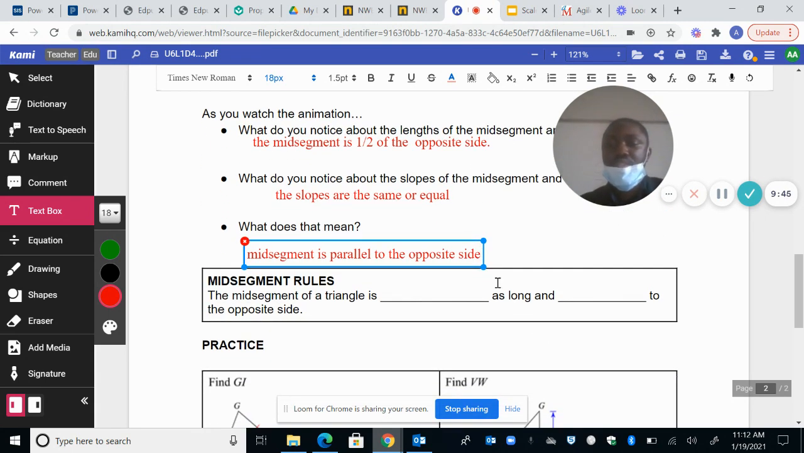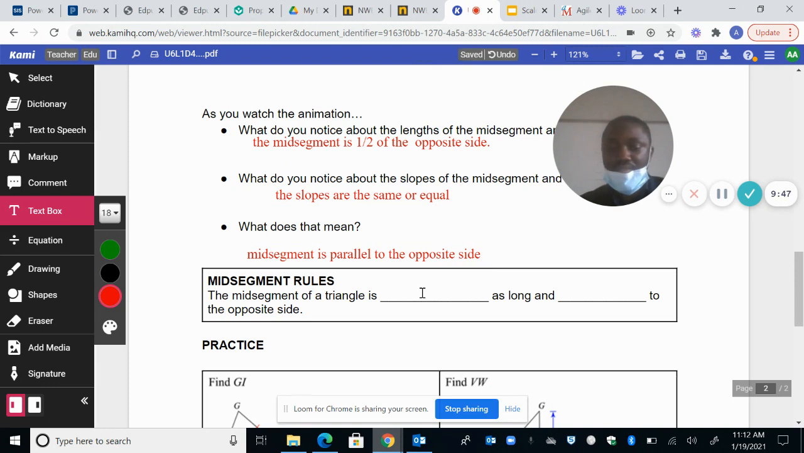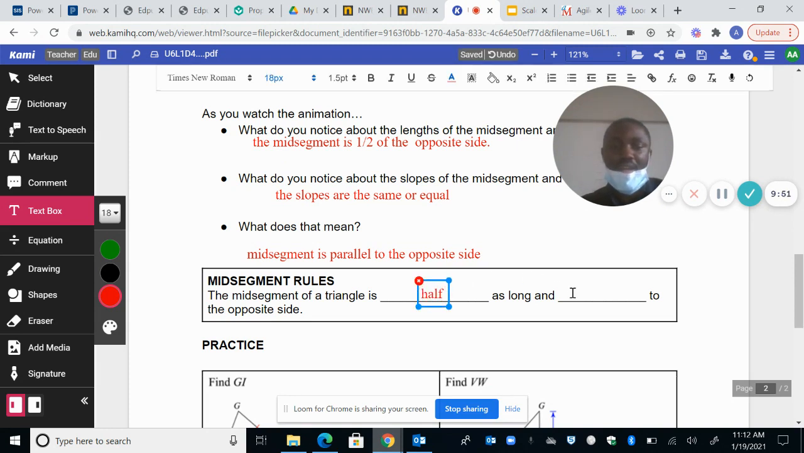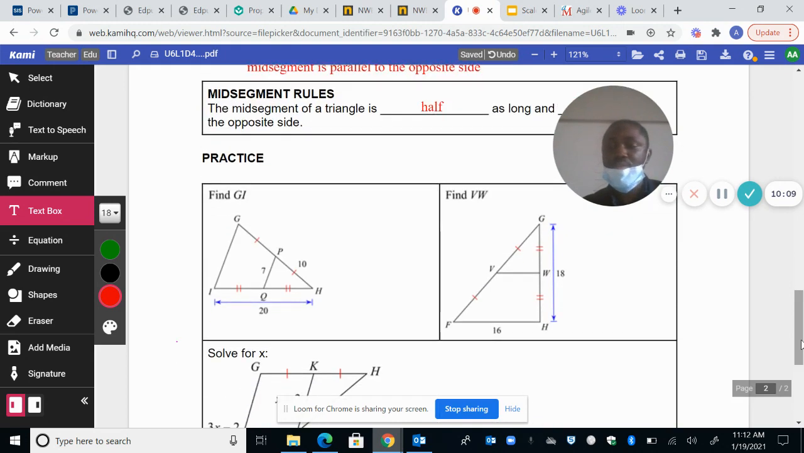So here we're going to say the mid segment of a triangle is half as long and parallel to the opposite side. That's what you need to know today. Please keep it in mind forever. The mid segment of a triangle is half as long and parallel to the opposite side. So we're going to use that idea to solve these problems here.